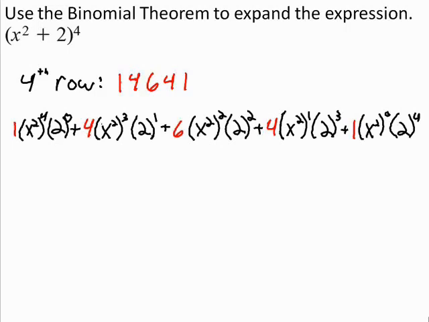1 times x squared to the 4th power times 2 to the 0th power, plus 4 times x squared to the third power times 2 to the first power, plus 6 times x squared squared times 2 squared, plus 4 times x squared to the first power times 2 to the third power, plus 1 times x squared to the 0th power times 2 to the 4th power. The power the x squared is raised to decreases by 1 each term, and the power the 2 is raised to increases by 1 each term.